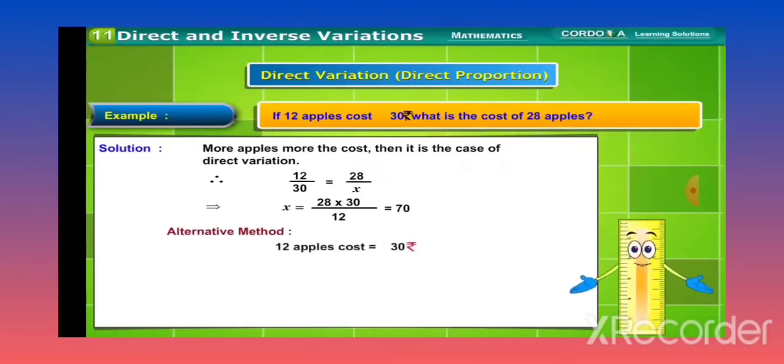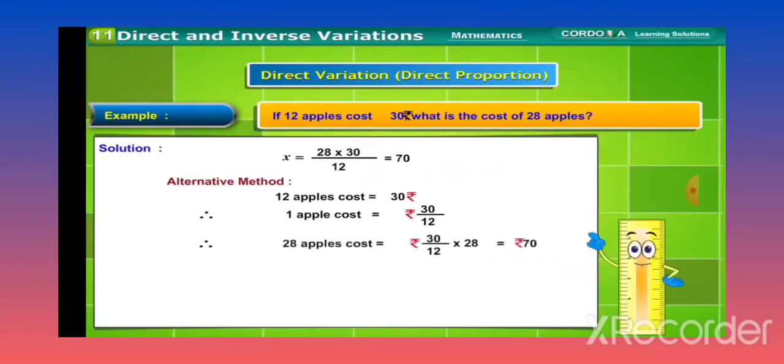Alternative method: 12 apples cost rupees 30. Therefore, 1 apple costs rupees 30/12. Therefore, 28 apples cost rupees 30/12 × 28, which is equal to rupees 70. Hence, 28 apples will cost rupees 70.